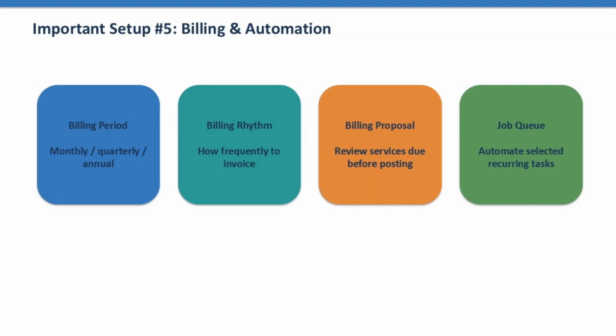Last but not the least, we have billing and automation. So we can select our billing period, what billing proposals are, and job queues. Automatic job queues can be created to do these sort of things in BC.